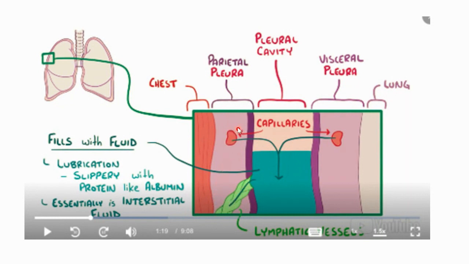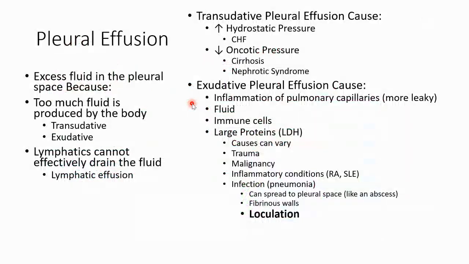So sometimes things occur and there's too much fluid that comes in, and sometimes things occur that may block these lymph vessels and fluid can't drain out, and either one is going to cause an accumulation of fluid in here. So it fills with fluid, lubrication, slippery with protein like albumin, and like I said, it's essentially interstitial fluid right in here. So it's just important to kind of know where we're talking here. We're not talking about in the parenchymal or the actual lung.